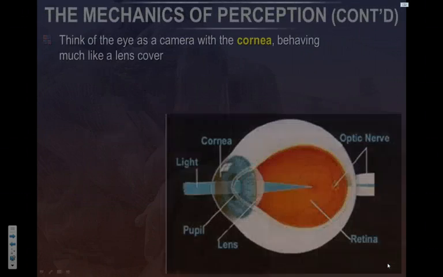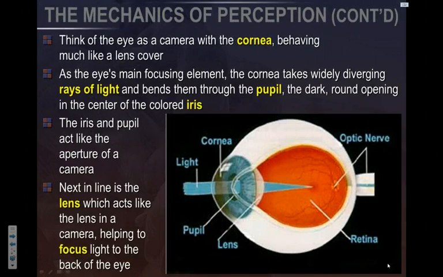So here's the little bit of biology that I have for you. If you think of the eye as a camera, with the cornea behaving very much like a lens cover, rays of light will be bent by the pupil and iris. The iris and the pupil act like the aperture of a camera. They open and close to direct and bend the light. So here you can see your pupil right in here, and it basically lenses or magnifies and modifies the light to bend it and shoot it back to your retina at the back of your eye to receive the light.